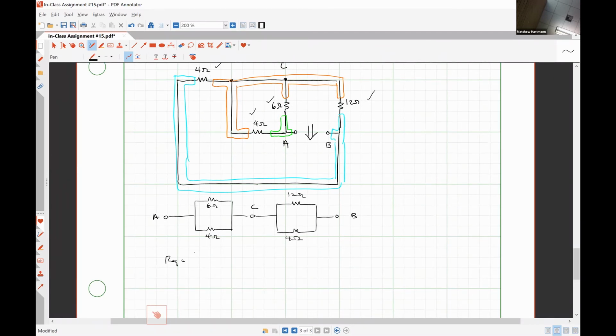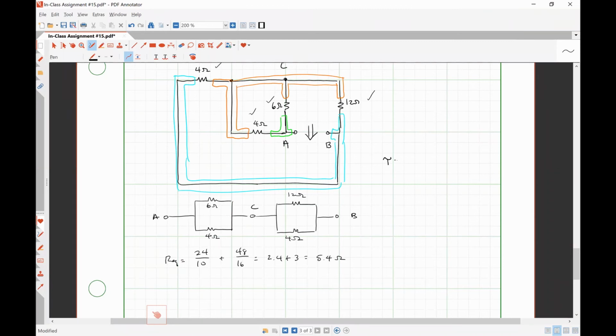So let's see, that means that REQ is 6 times 4 is 24 over 10, plus 12 times 4 is 48 over 16. So that's 2.4 plus 3 is equal to 5.4 ohms. If my math is correct, which I believe it to be. It is. I got the same thing. Yeah. All right, I was about to say it's correct.